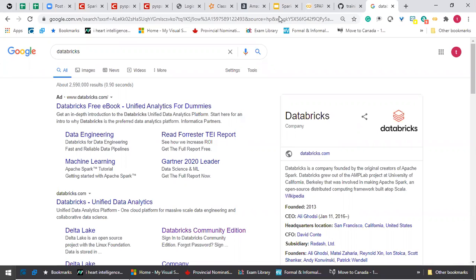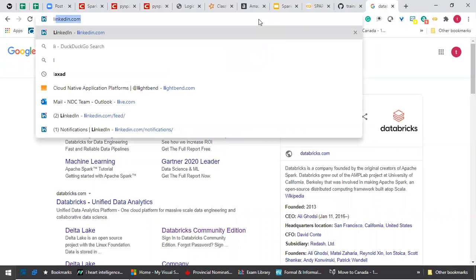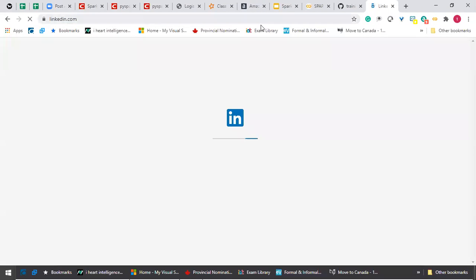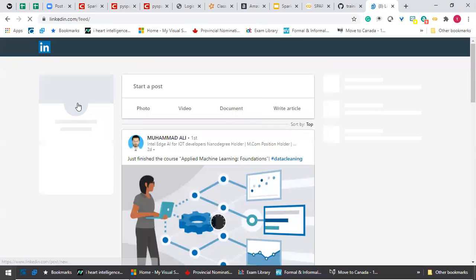Also, they are very supportive of students. So if you are a student and you have a .edu email, you can get the practice space for free. I'll have to send you guys the link for that, but you can get the practice space for free and you can take the classes. And after that, you can have the certificate. So let me show you how the Databricks certificate would look.